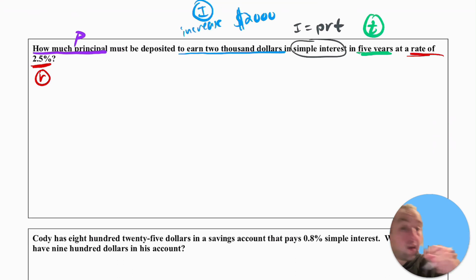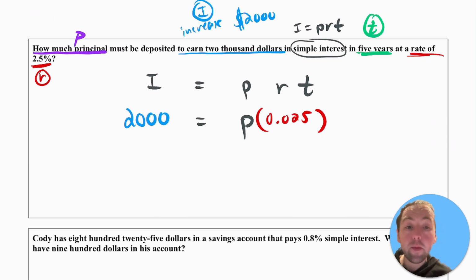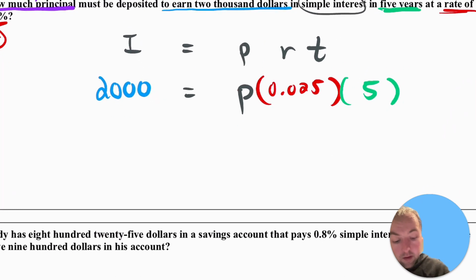Of course, we'd have to move the decimal over a couple spots. So if we fixate all of this into the identity of interest equals principal times rate times time, and we plug in all the stuff that we do know, we want to gain $2,000 by starting with an unknown amount of principal and then multiplying that with the interest rate, which if you move the decimal over a couple of spots for 2.5%, should come out to be 0.025. And then also multiplying that by the time, which is 5 years, then this should hold.